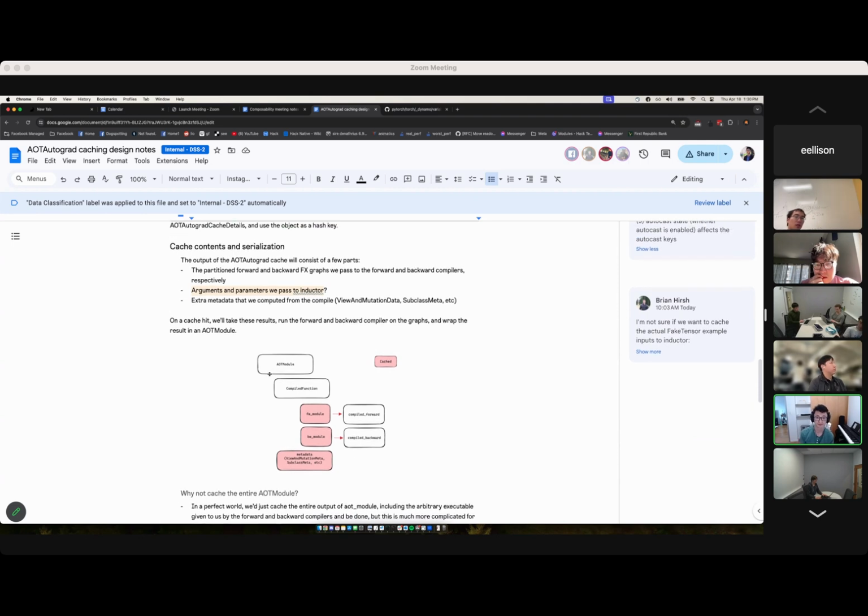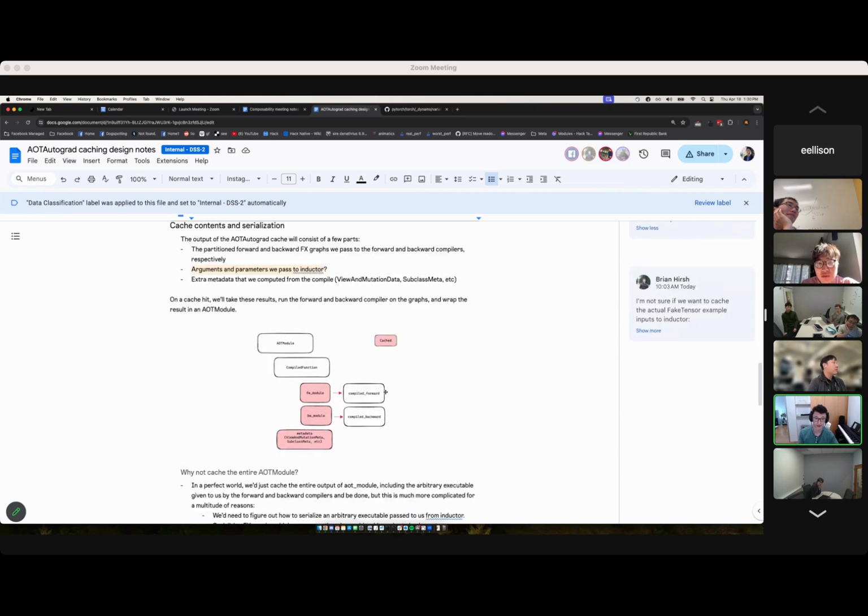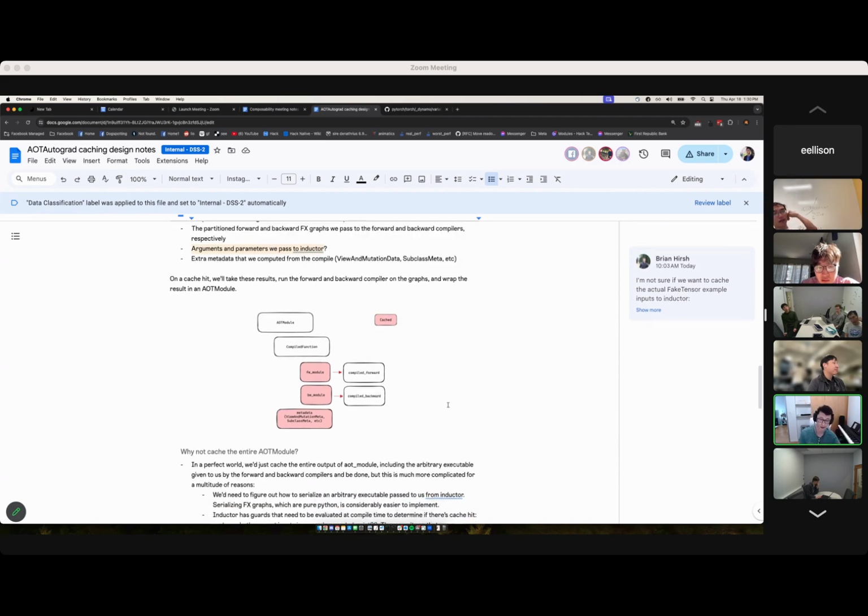So the parts that we're going to be caching are, after the partition function runs, we get a forward module and a backward module. Those two, plus any extra metadata that we can safely cache and not need to recompute. Then we use those to rewrap the compiled function into an AOT module, and return that on a cache hit. One question here is, why don't we just cache the entire AOT module, including all the parts after you've passed through inductor, where you get a compiled executable? Why don't we serialize this entire thing into an AOT module and use that?